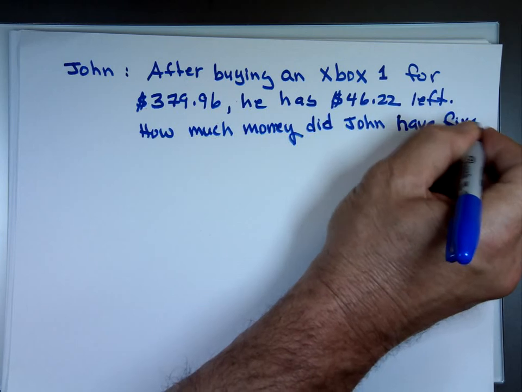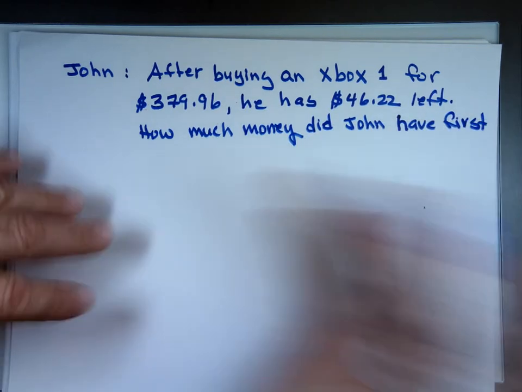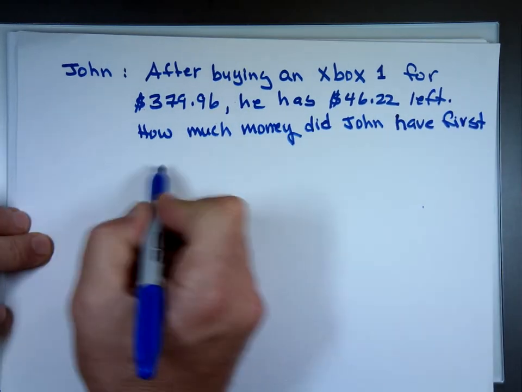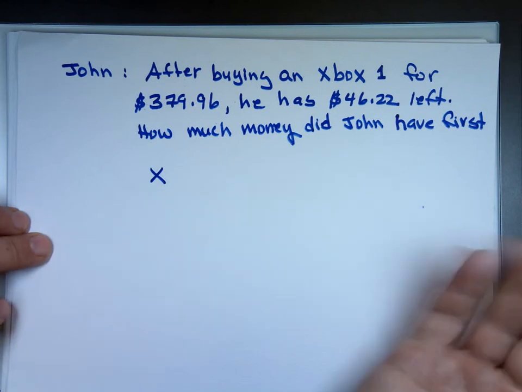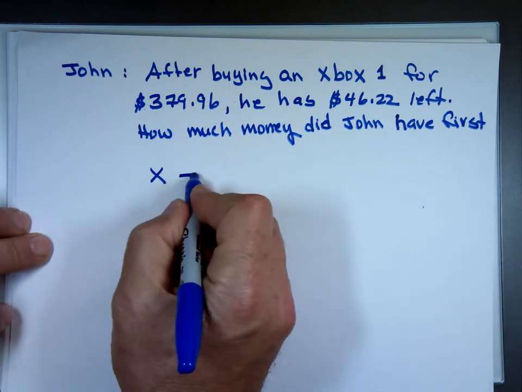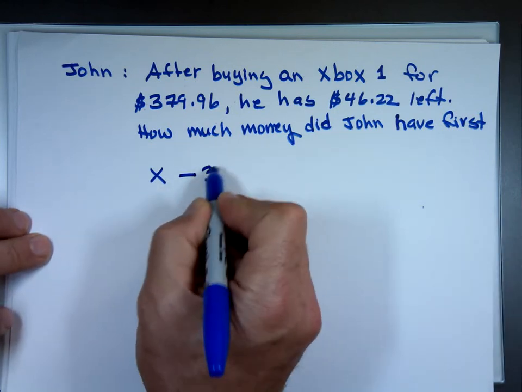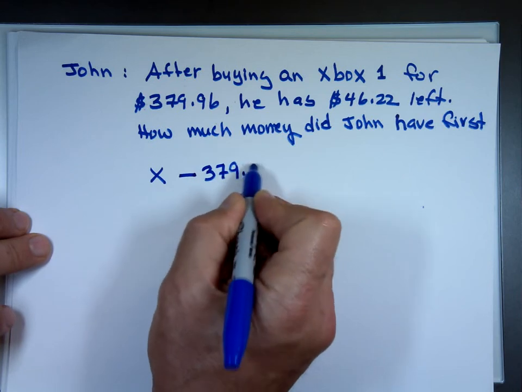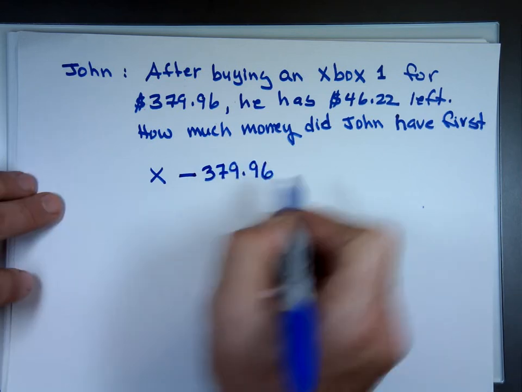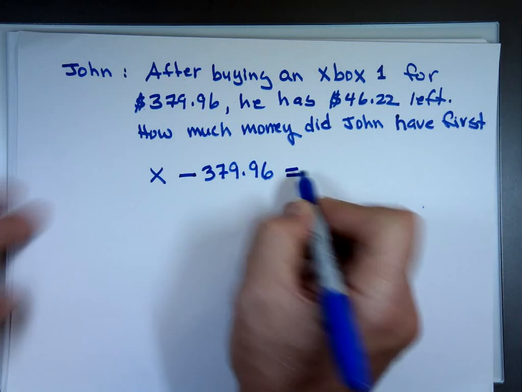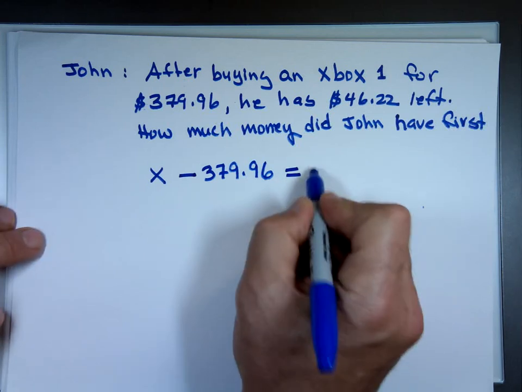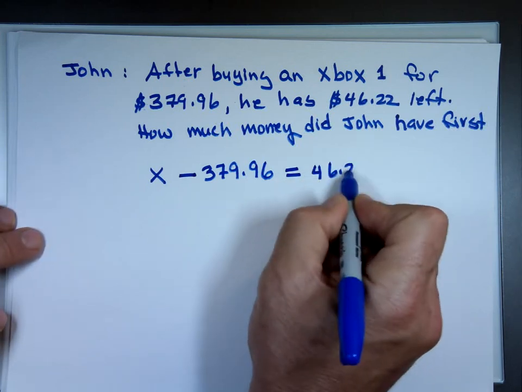I like that. What'd you say? So since we're not sure how much money John has, let's call that X. X, the amount of money John has. Take away from it the Xbox, which is what? 379.96. When you subtract, the result says equal to, is that what you said? To 46.22.